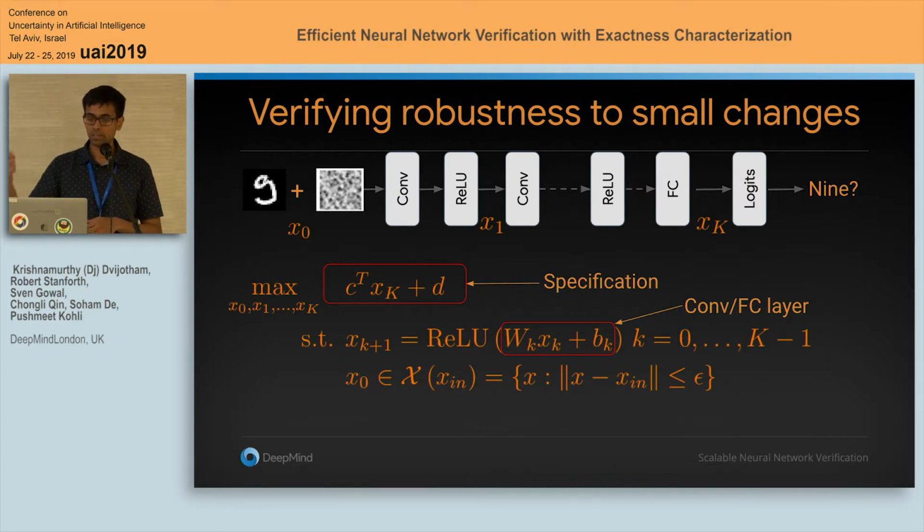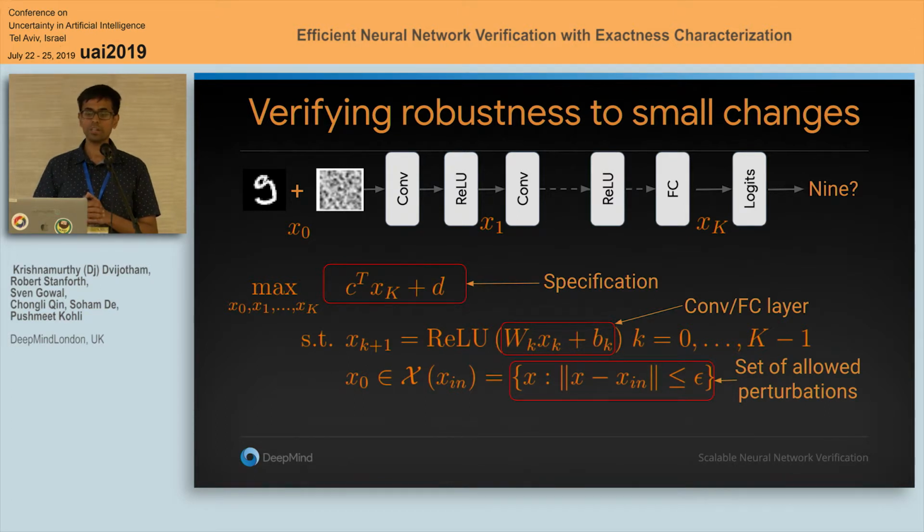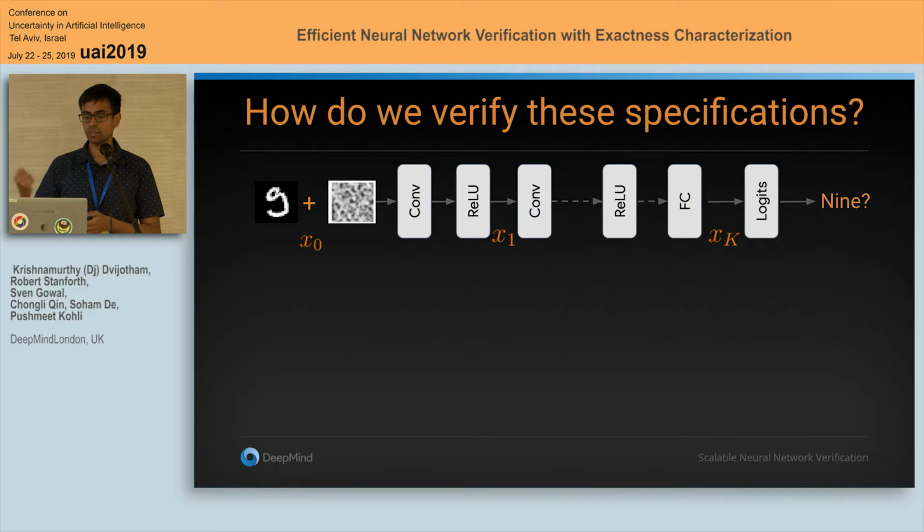So the activations at layer k plus 1 come from applying a ReLU to an affine transformation of the activations at the previous layer, where the affine transformation can come from either a convolutional or a fully connected layer. And then if I go all the way back to the input, then I want to ensure that the input is within this epsilon ball of the nominal input that I started with.